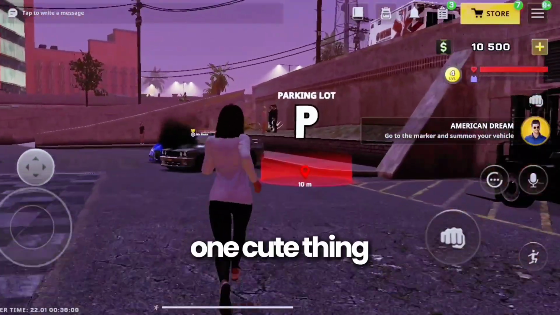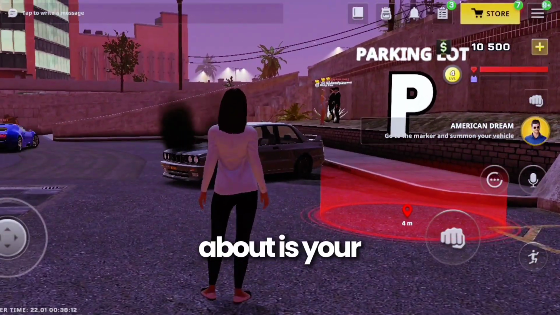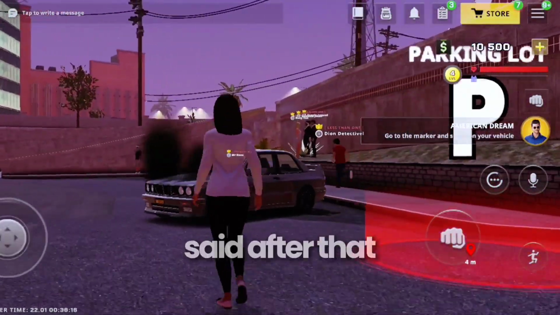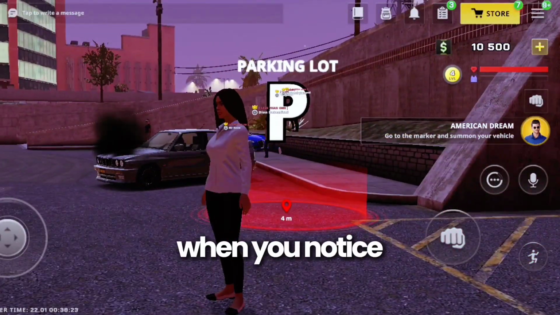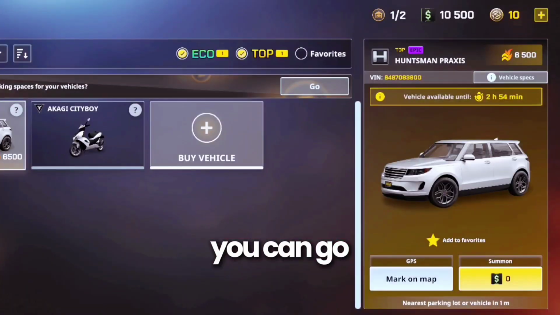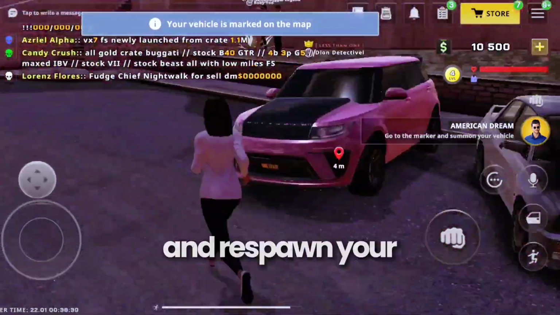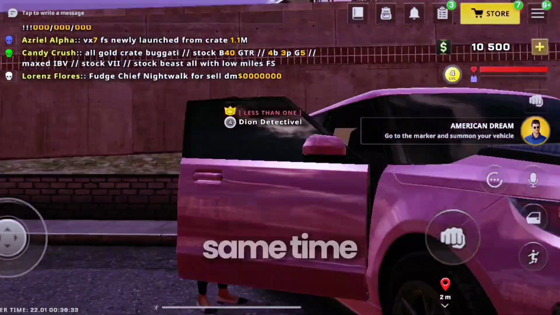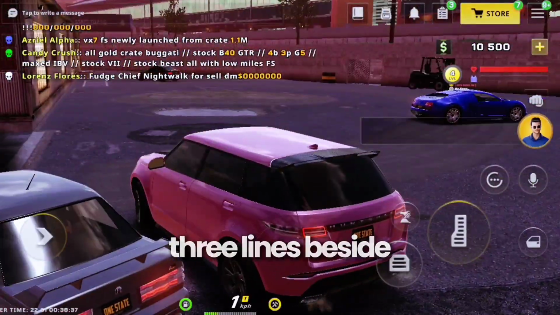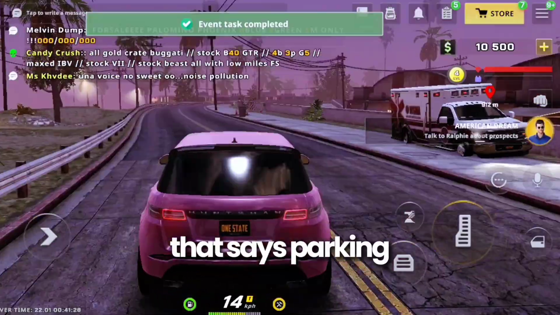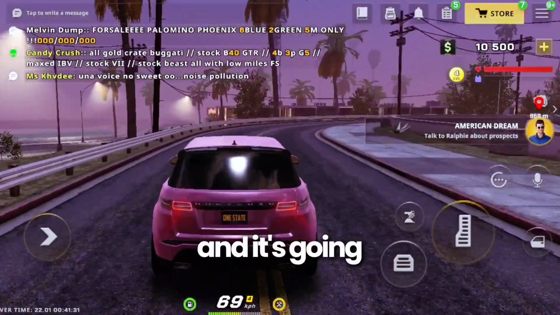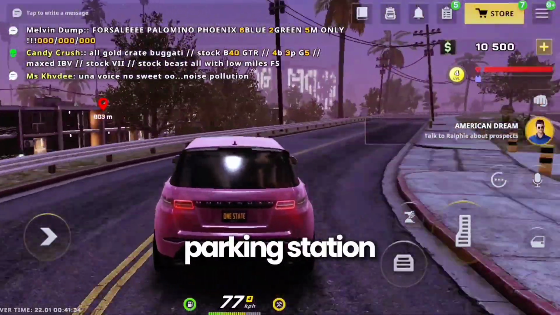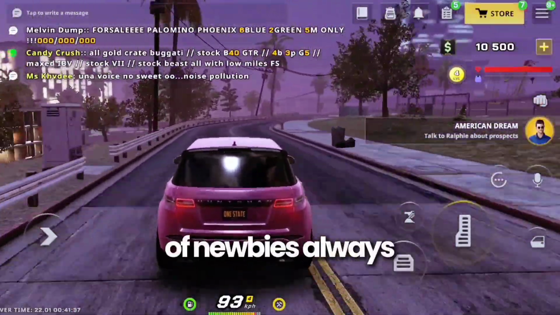Now, one cute thing I want to tell people about is your parking space. Like I said, after that, you should be able to see people. For your parking, when you notice that your car is no longer there, you can go to any parking, like I just did right now, and respawn your car. At the same time, you can also click on the 3 lines beside your store, and you're going to see something that says parking. Click on it and then call out your car, and it's going to be put in the nearest parking station. A lot of newbies always make that mistake.